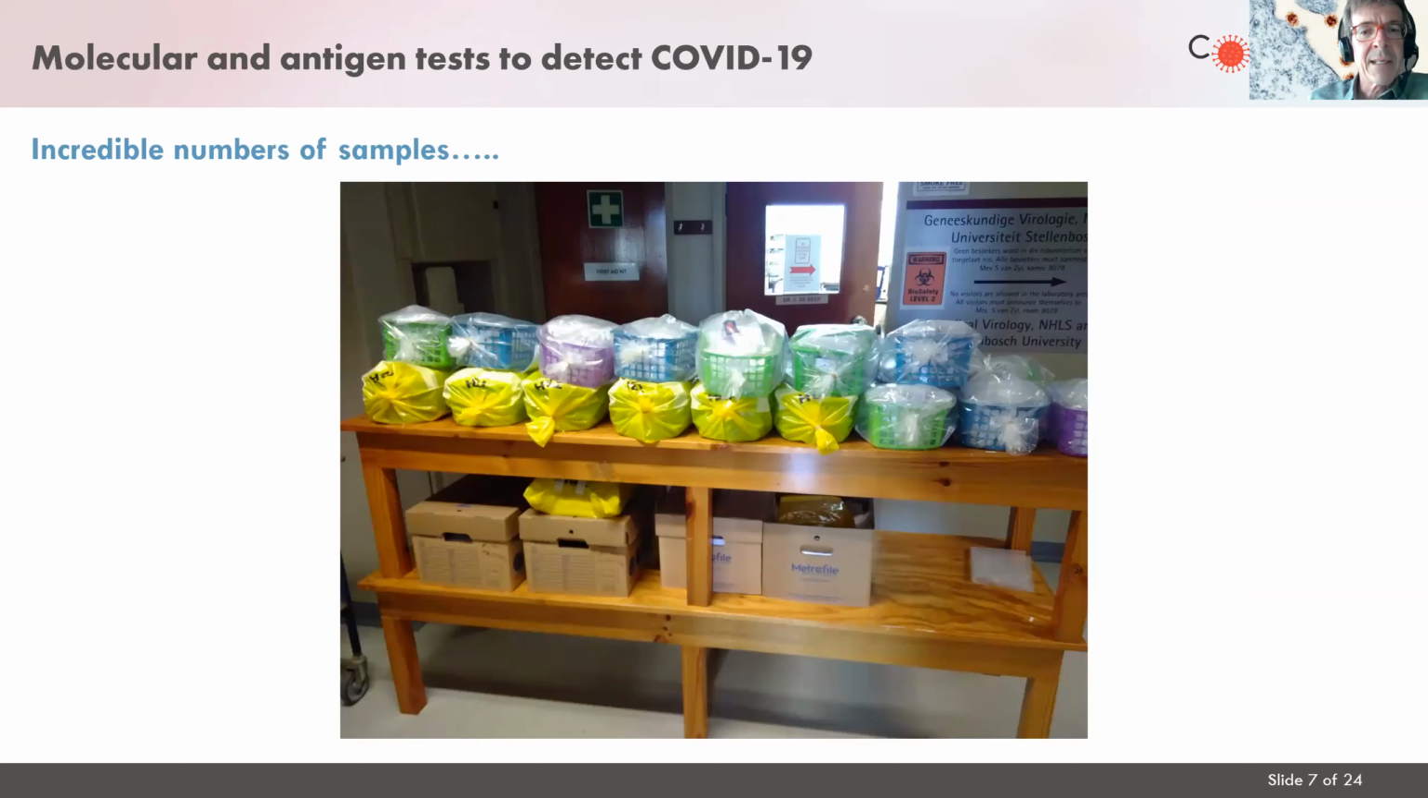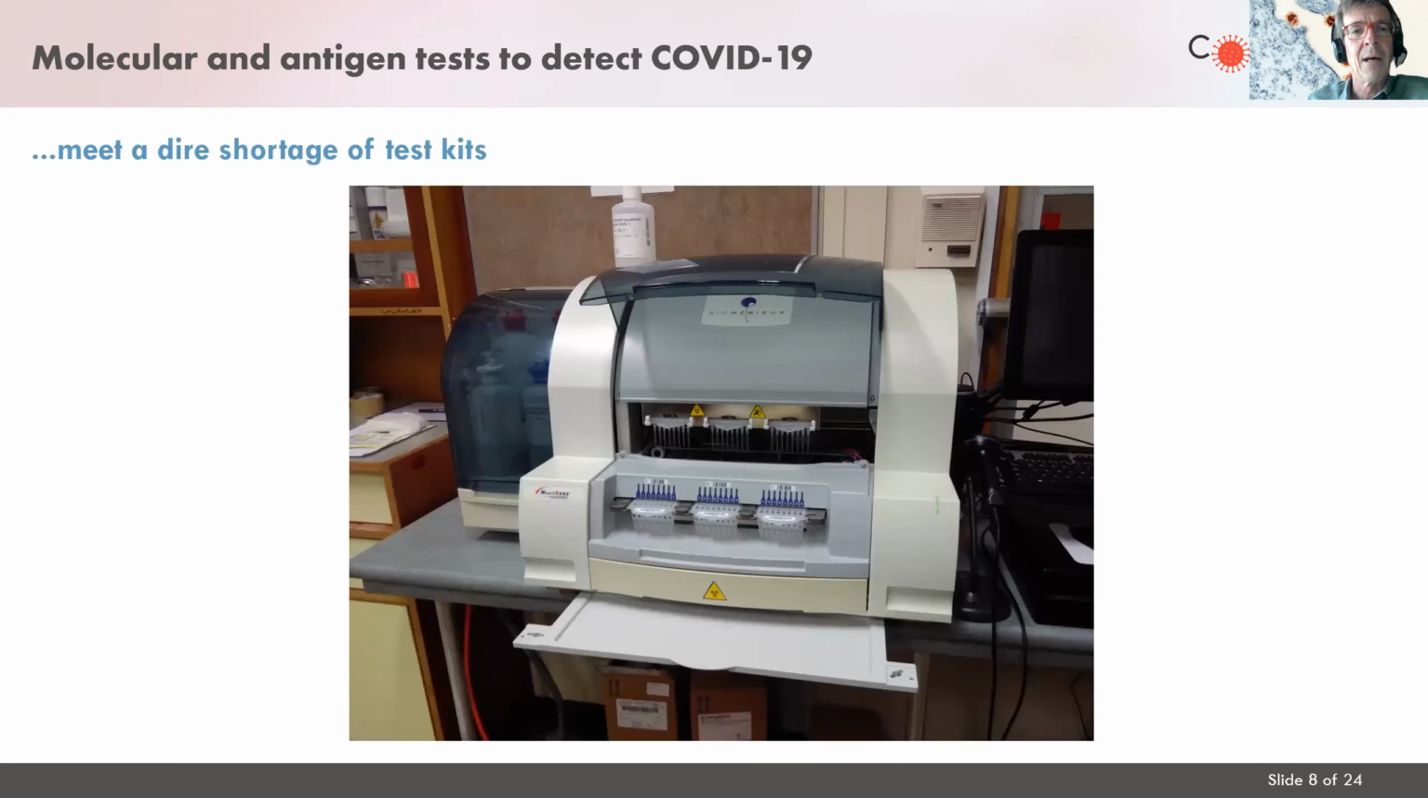So we were facing then in April, May, and June, and I very much fear that here in South Africa, we are now going to face a similar situation once again. An incredible number of samples. This is the amount of samples that came in several times a day. And that met and is possibly meeting again a dire shortage of test kits, reagents, and consumables.